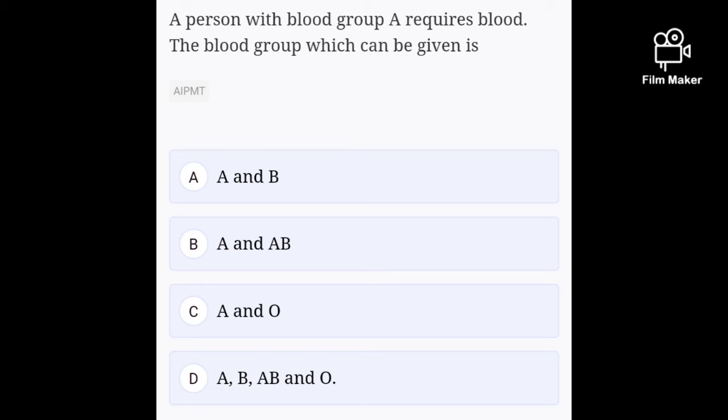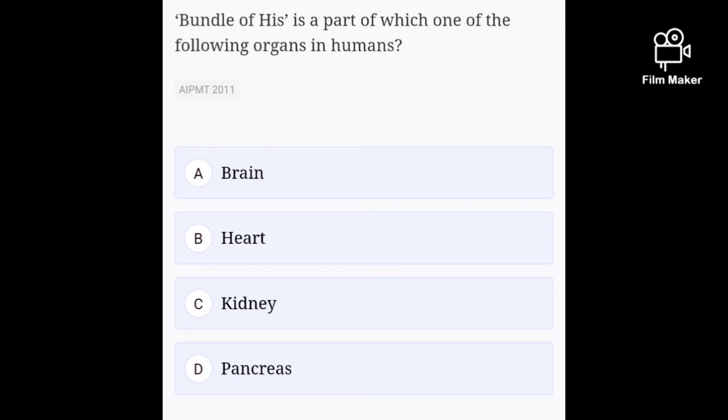If a patient's blood group is A, then his RBC surface contains antigen A and his blood plasma contains antibody anti-B. So the donor's group can be A, which has the same antigen as the recipient, or the donor's group can be O, whose RBC surface has no antigens. Hence, option C, A and O is the right answer for this question. Okay, that's it about this question. Let's see our next question.